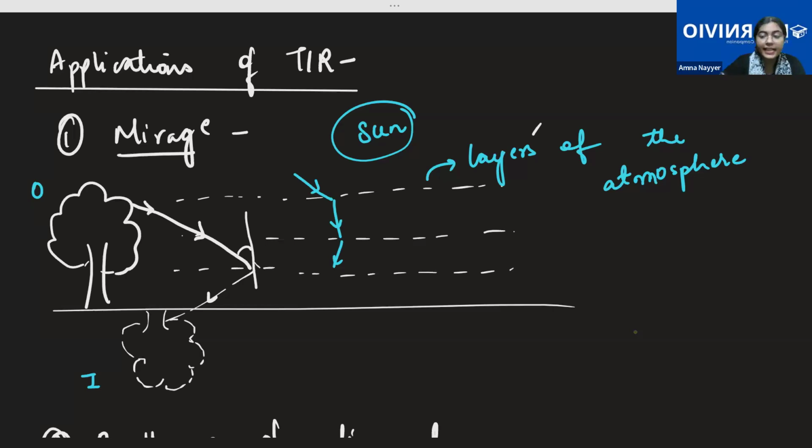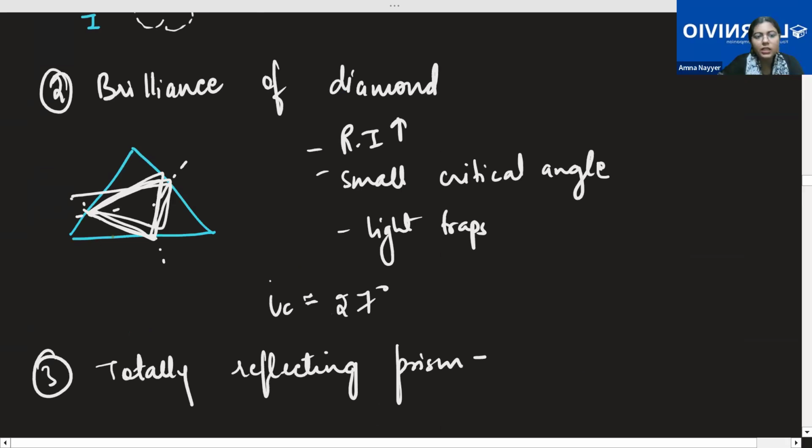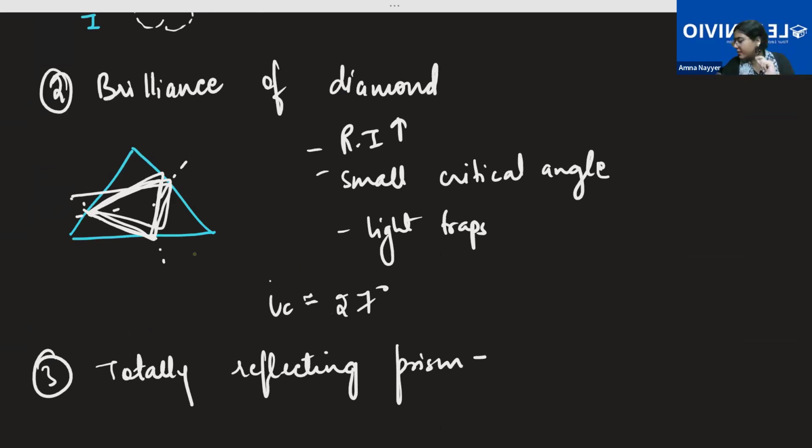Second, which we discussed, remember, is the brilliance of diamond. Light comes, total internal reflection occurs, and it keeps on going. That's why this applies to diamond only, not diamond-like materials, because for other materials this angle value will be different. Light gets trapped, so that's what keeps on shining. It's as if light is trapped inside.